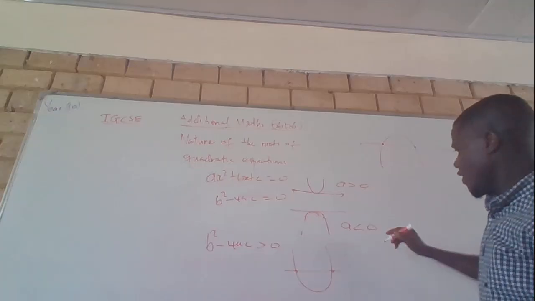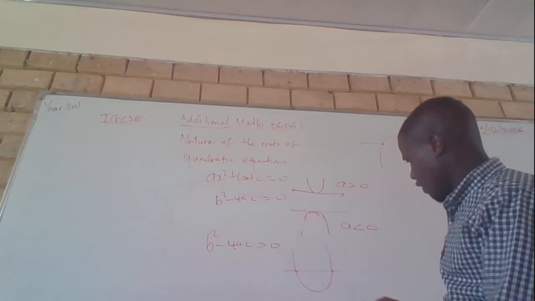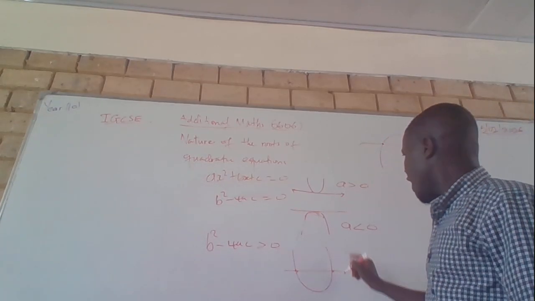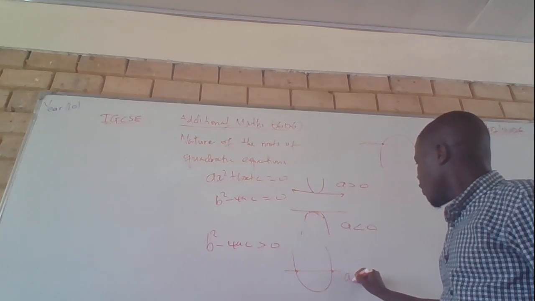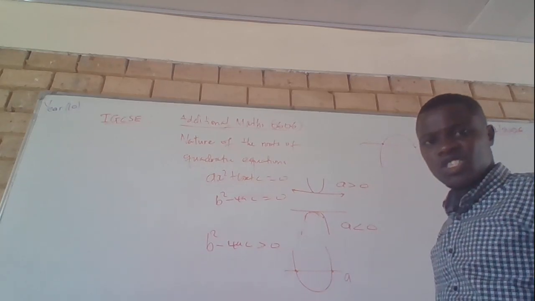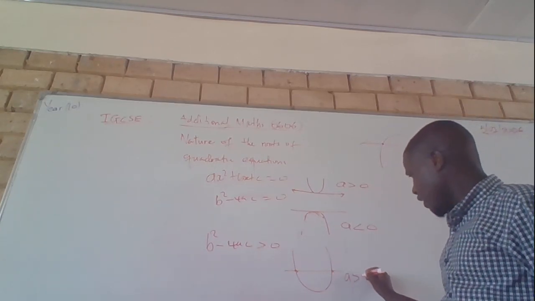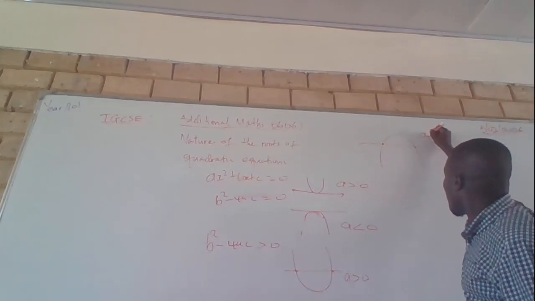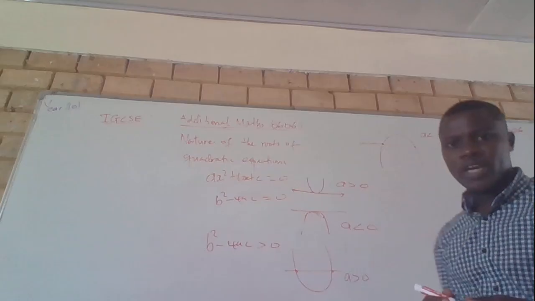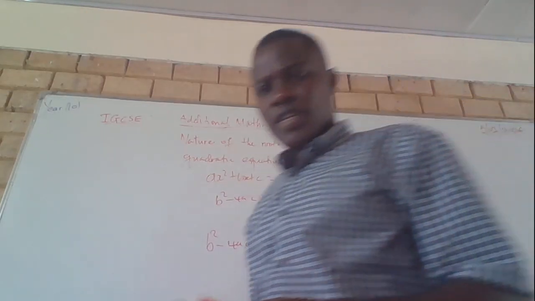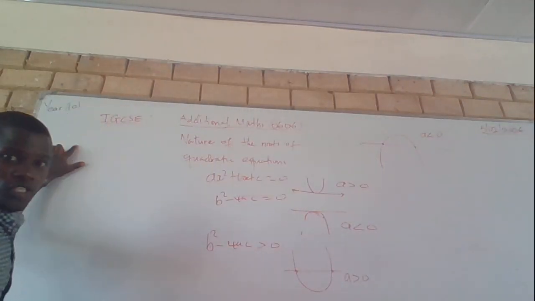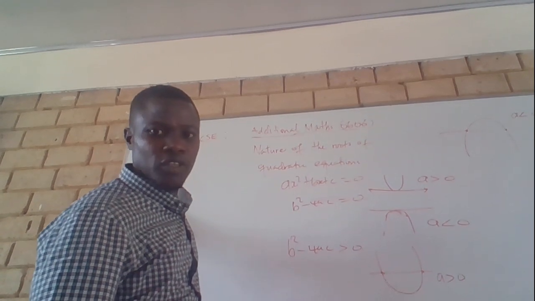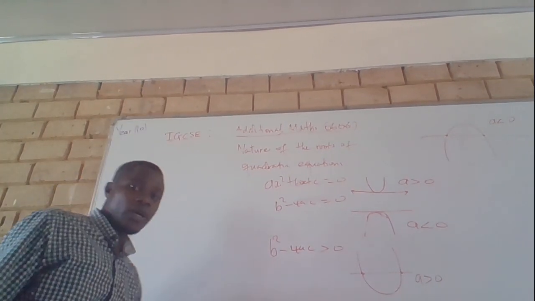Okay. Now, what about this situation? It's the same here. Here is when the coefficient of x squared is greater than 0. Here is when the coefficient of x squared, which is a, is less than 0. Right? So that is it. I think I can come and do the next situation here. Yeah, let's look at this.